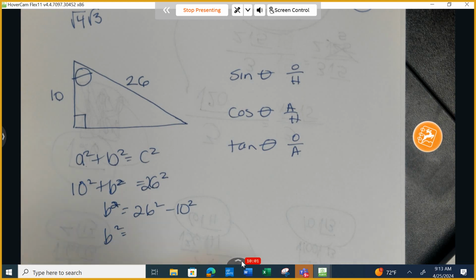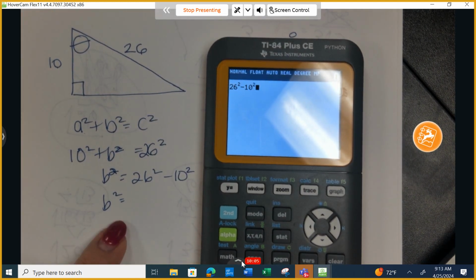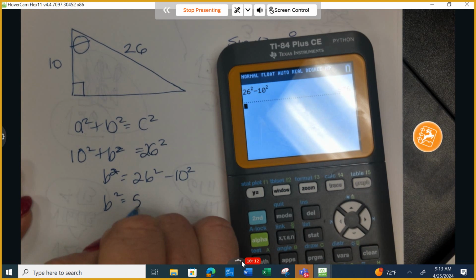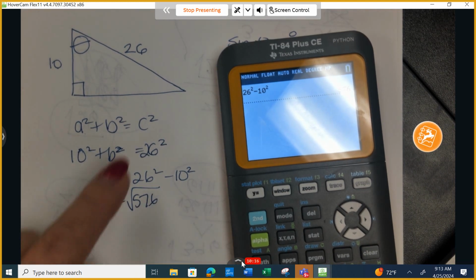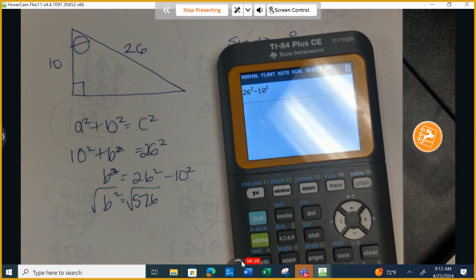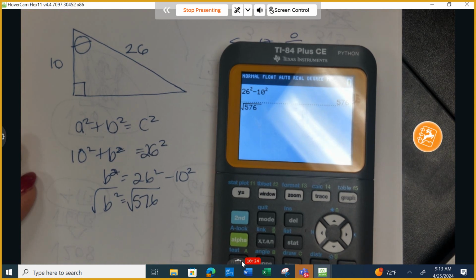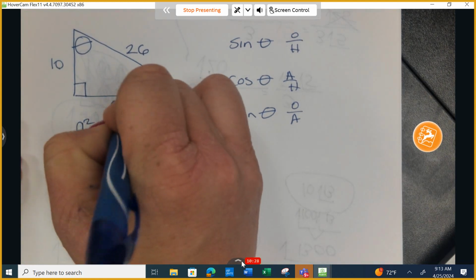I'm going to grab my calculator and go 26 squared minus 10 squared. Notice how I wrote it down here? So if I was a student, I could show my teacher that I understand the steps. When we take the square root, it says there should be two answers, but remember, we are describing the length of a triangle, and length is always positive. Now I'm going to take the square root of 576, and I get an answer of 24. B is 24. I come up here and write 24.